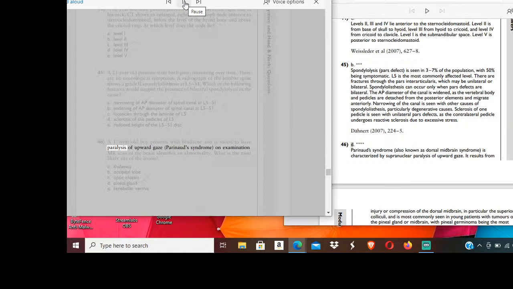46. A patient presents with headache and is found to have paralysis of upward gaze, Parinaud syndrome, on examination. MR scan of the brain identifies an abnormality. What is the most likely site of the lesion? A. Thalamus. B. Occipital lobe. C. Optic chiasm. D. Pineal gland. E. Cerebellar vermis.